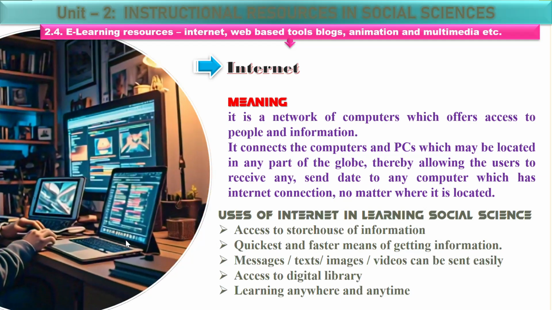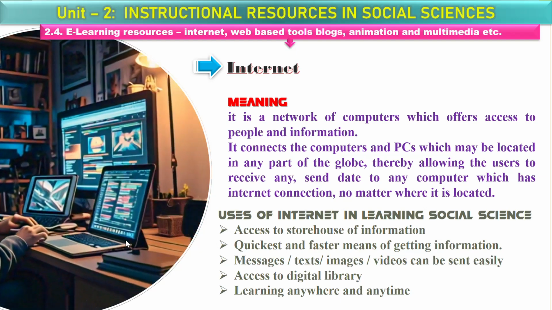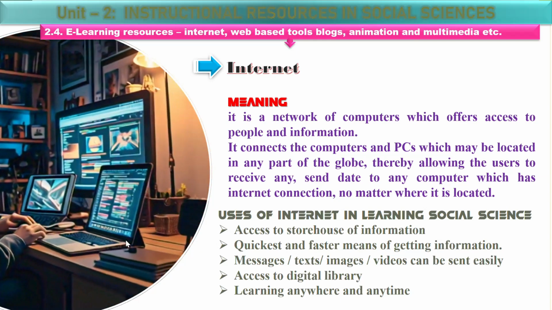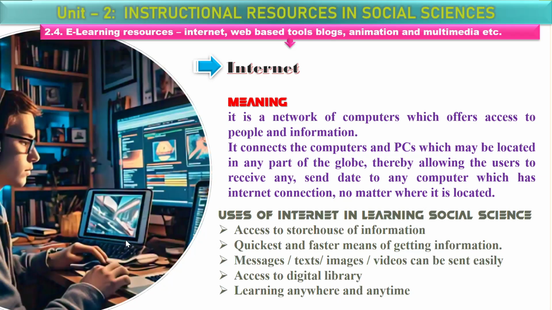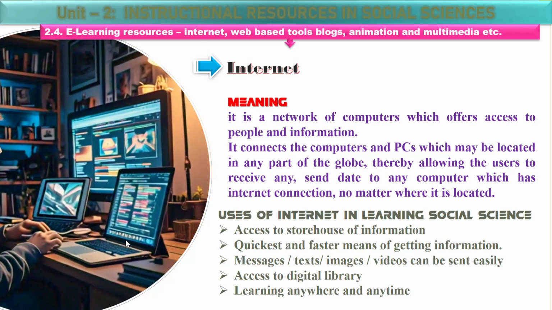So how can the internet be used in learning social science? It is a storehouse of information. Whenever we want to discuss something, the first thing we do is use the internet. Handy it is, the quickest and fastest means of getting information.